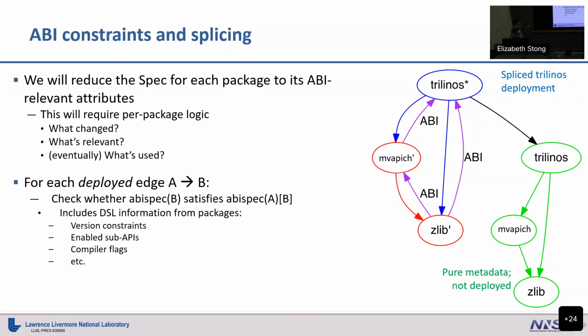We have to check that zlib prime is ABI compatible with zlib, or at least ABI compatible with the portions of zlib that Trilinos star cares about. And similarly for these other edges. So we're working on a model for ABI specs to allow packages to encode the information of which parts of their spec are ABI relevant. Some things are obvious. The architecture that you're built for is always going to be ABI relevant. But other things are much less obvious.